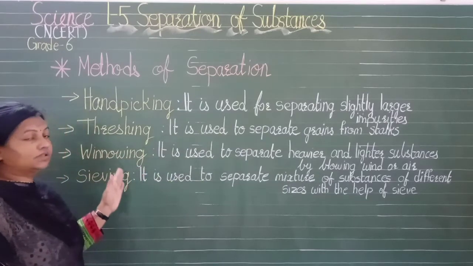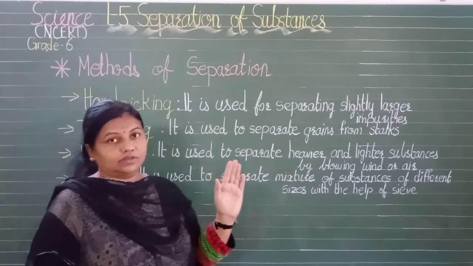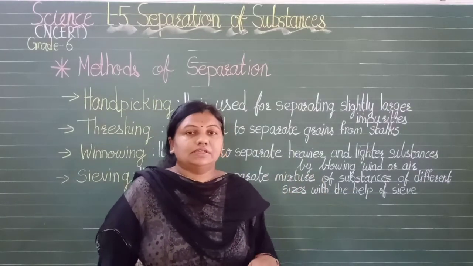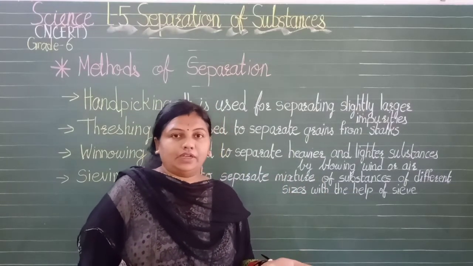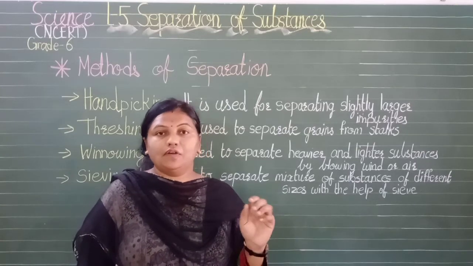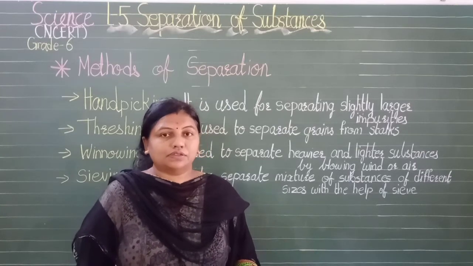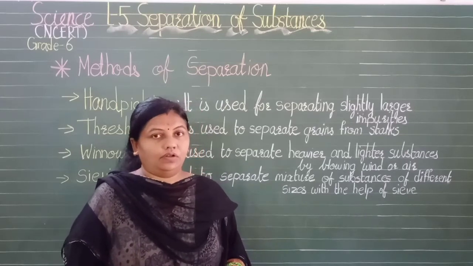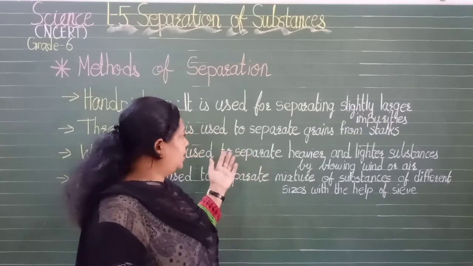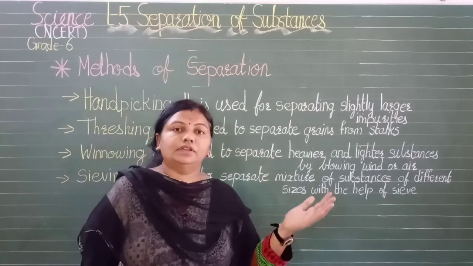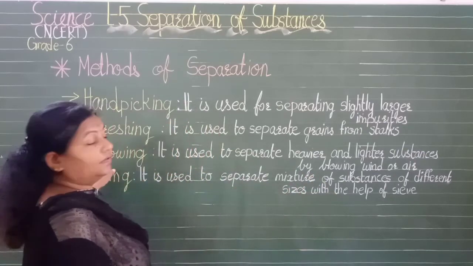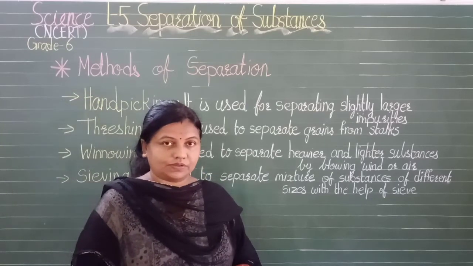Especially it is used by the farmers to remove the husk from the grains, isn't it? Even you might have observed the skin of groundnut after it is roasted. It is removed by the process of winnowing only. By blowing air, the skin of the groundnuts is removed. So for this purpose, winnowing process is used.